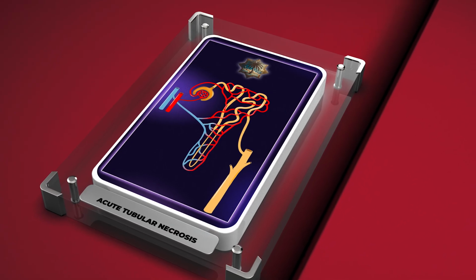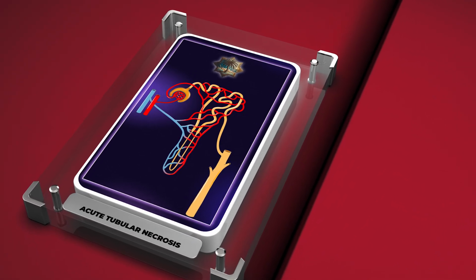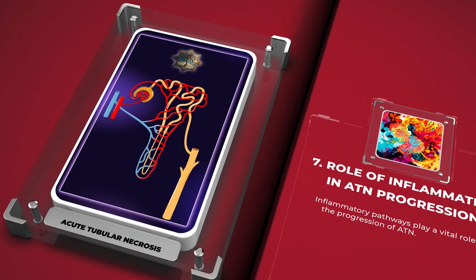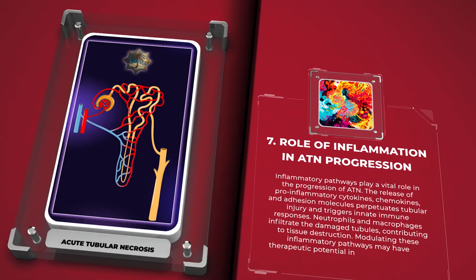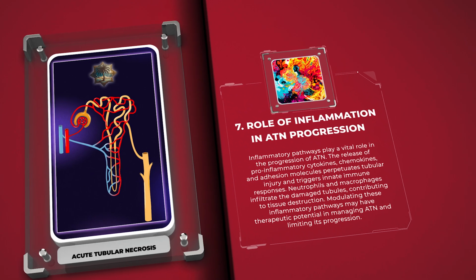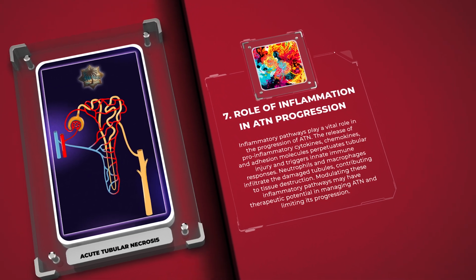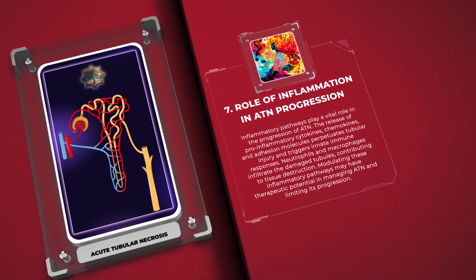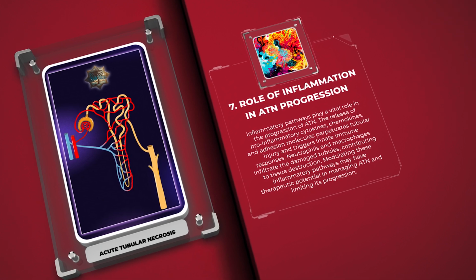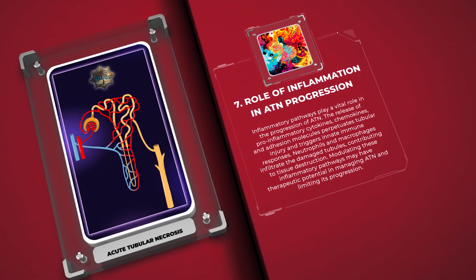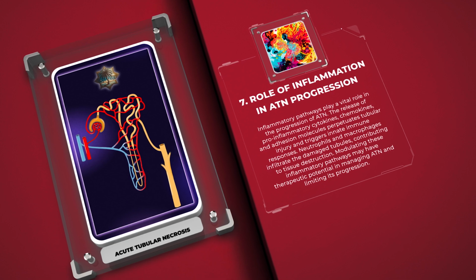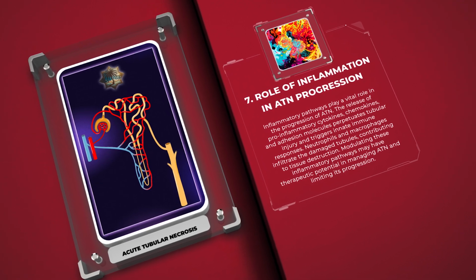Inflammatory pathways play a vital role in the progression of ATN. The release of pro-inflammatory cytokines, chemokines, and adhesion molecules perpetuates tubular injury and triggers innate immune responses. Neutrophils and macrophages infiltrate the damaged tubules, contributing to tissue destruction. Modulating these inflammatory pathways may have therapeutic potential in managing ATN and limiting its progression.